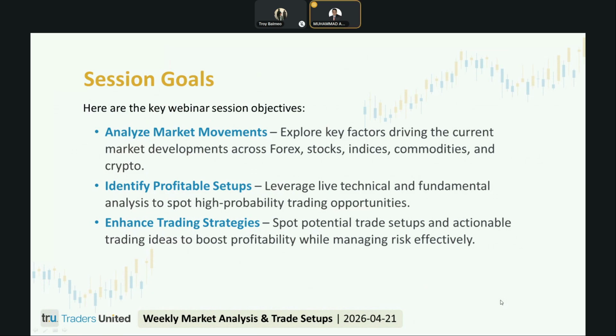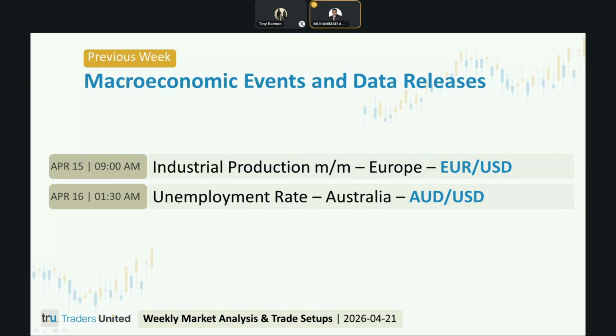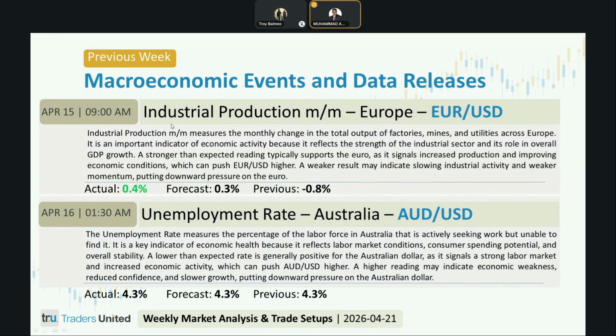So, these are today's session goals. Let me talk about macroeconomic events and data releases. I am going to cover previous week fundamental analysis. The first important news that I'm going to cover is the industrial production month over month in Europe, and the currency pair we're going to discuss is the Euro USD currency pair. Then we have the unemployment rate in Australia, and we're going to discuss the AUD USD currency pair. So let's talk about the first one.